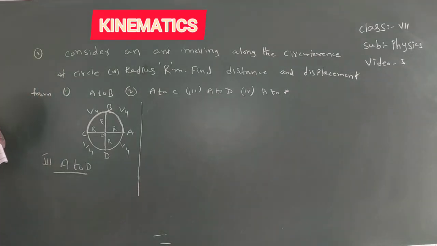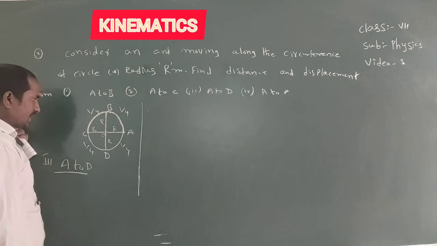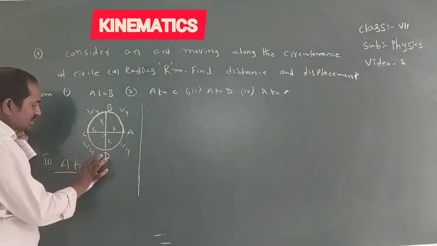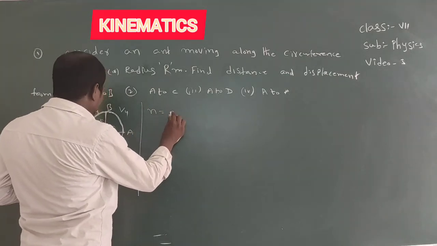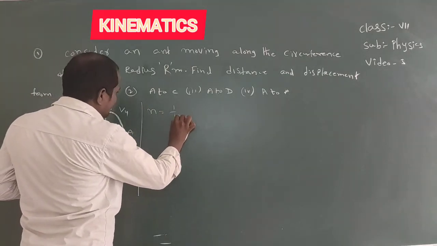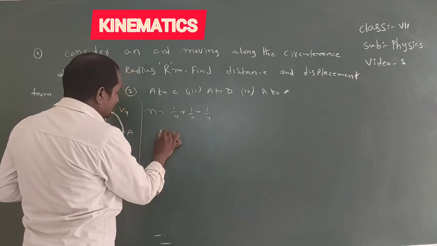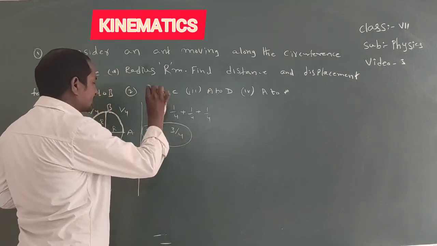Here n equal to how much? How many times is it revolving on the circular path? A to B equal to 1 by 4 times, and B to C also 1 by 4 times, and C to D also 1 by 4 times. Therefore here n equal to 1 by 4 plus 1 by 4 plus 1 by 4, that equals 3 by 4 times it is revolving on a circular path.